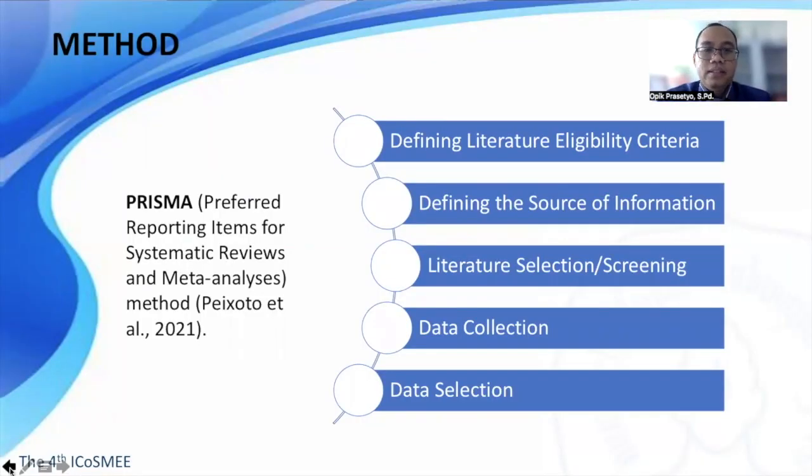Second, method. In the systematic review, we use the PRISMA method that consists of 5 steps. The first one is defining the literature eligibility criteria. The second one is defining the source of information. The source of the information used in the research comes from the Scopus online database. And then the third one is literature selection or screening. To search for information from the Scopus, we use two keywords, that is writing skill and discovery learning. And then the fourth is data collection, and then the fifth is data selection.